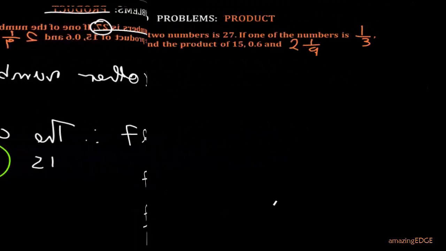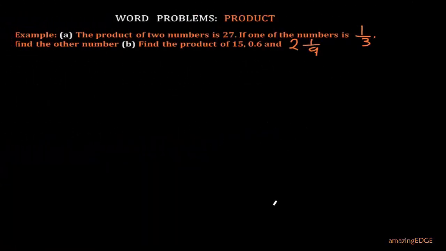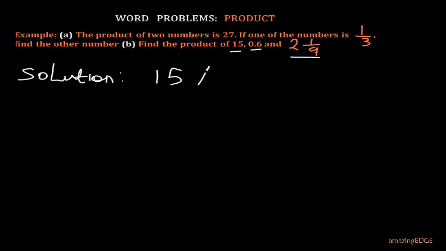Then let's look at part B of the question. So here we are told to find the product of these three numbers. We have the product of 15, 0.6, and two whole number 1/9. So to find the product is to multiply the three numbers and get the result. So now, looking at that solution, to get the product is to multiply out. So you have 15 times 0.6 times two whole number 1/9.